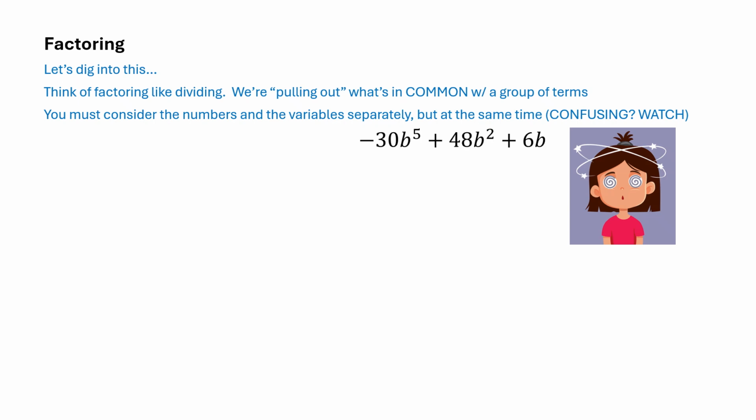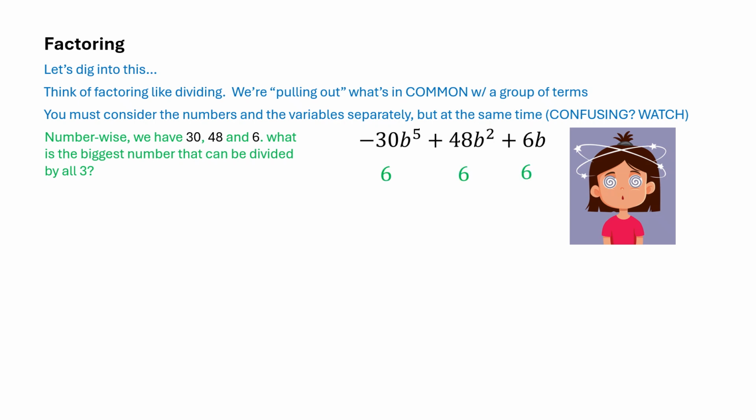Let's try that again. Okay, now we have 3 terms. Again, look at the numbers. I'm not looking at the signs, just the numbers. 30, 48, and 6. What is the biggest number that they can be divided by all 3? Did you guess 6? 6 would be right.